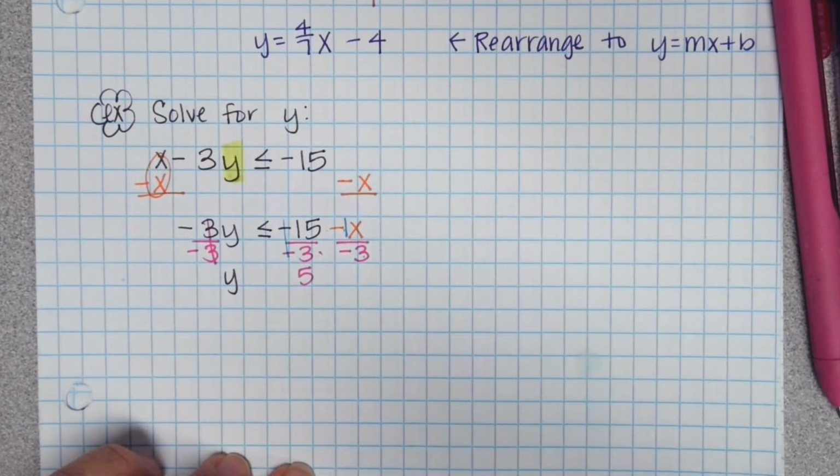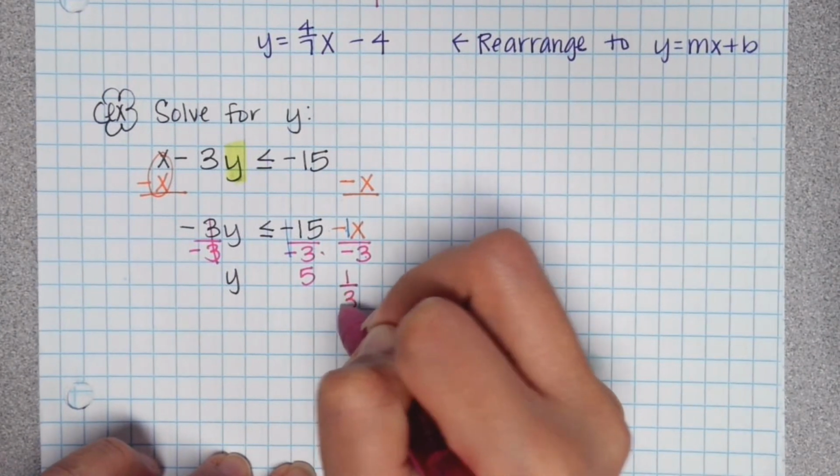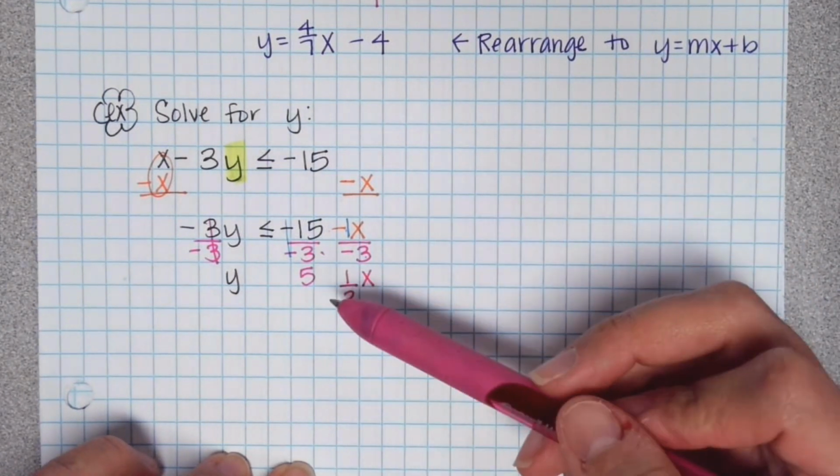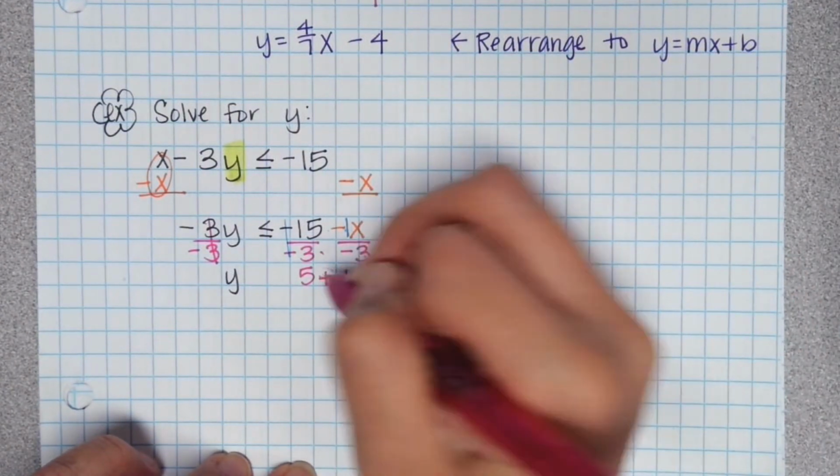But what's negative 1 divided by negative 3? It would just be 1/3 x. It'd just be 1/3 and then the x. And it's also a positive because those two minuses. So we're going to put a plus right there.